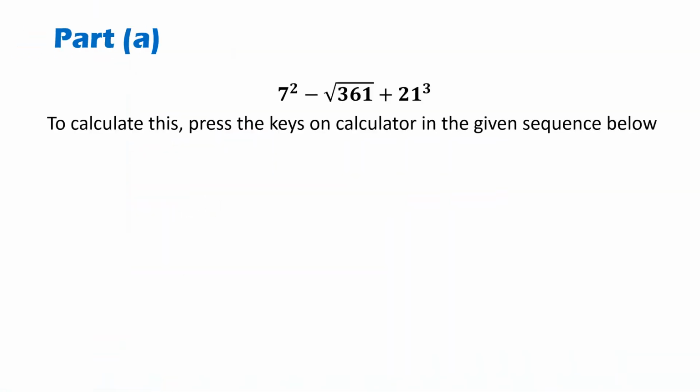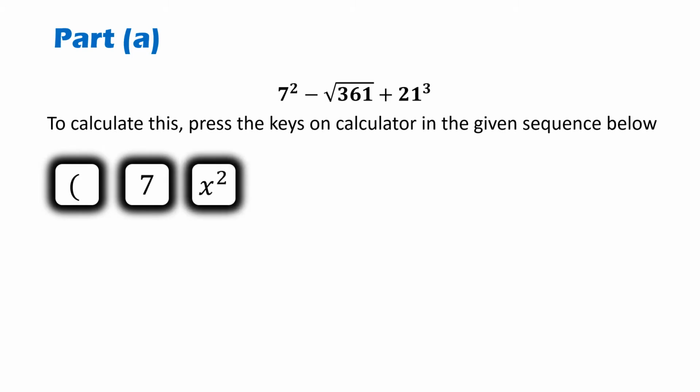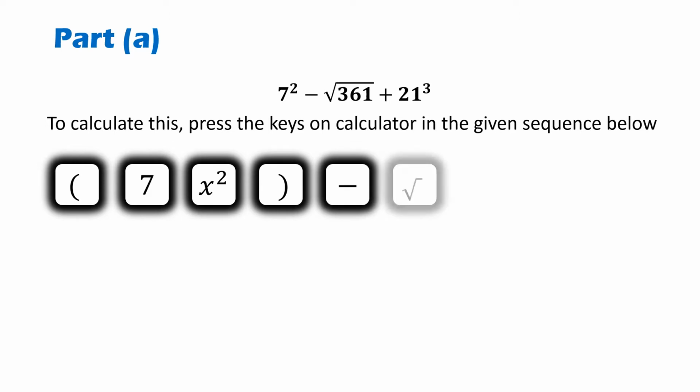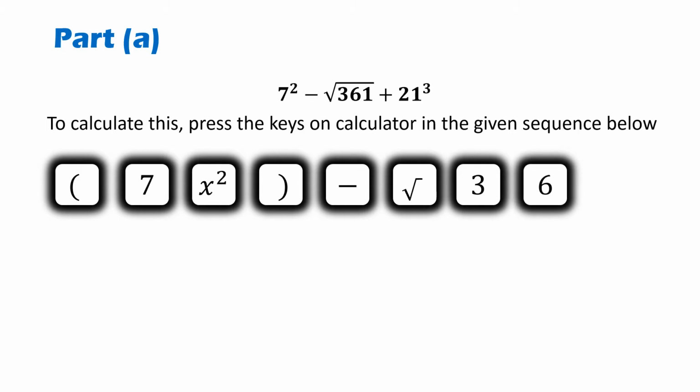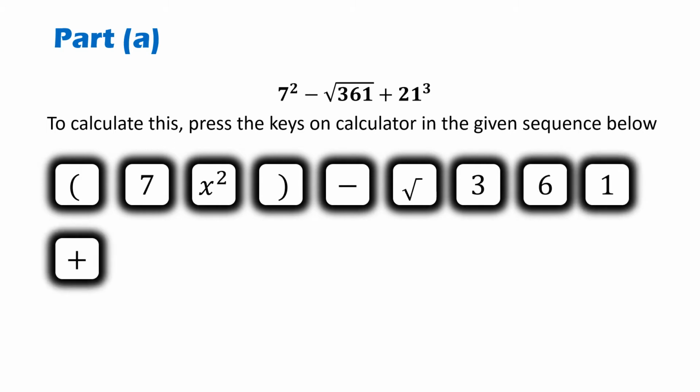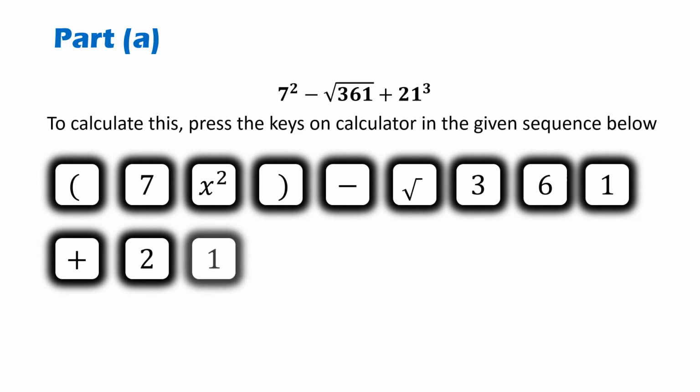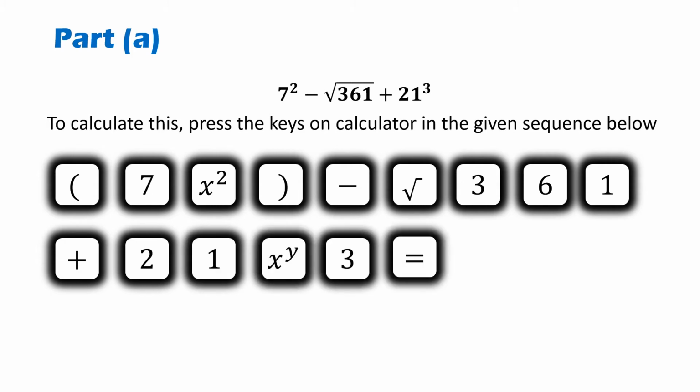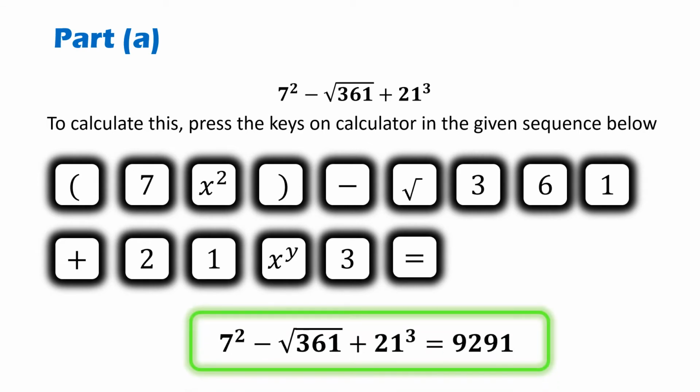Part A. To calculate this, press the keys on the calculator in the given sequence below. Bracket open, 7, square, bracket close, subtract, square root, 3, 6, 1, add, 2, 1, power, 3, equals. So the required answer is 9291.